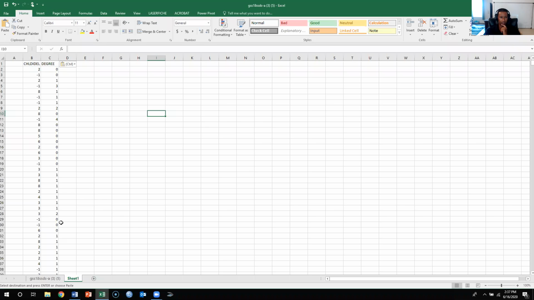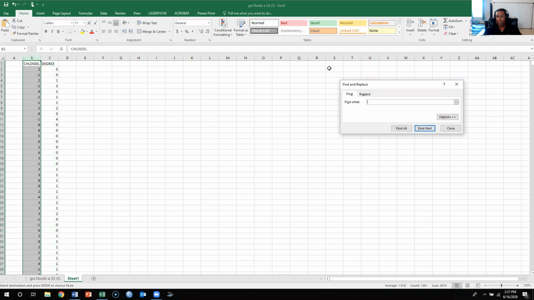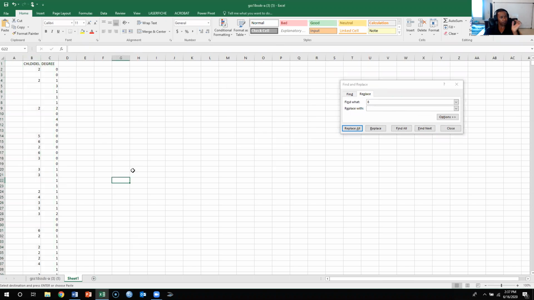So I'm going to come over here, highlight this and press Control F. I'm going to replace -1 with just blank, and then I think 8 was the other one. Okay, so we got rid of all the missing data.